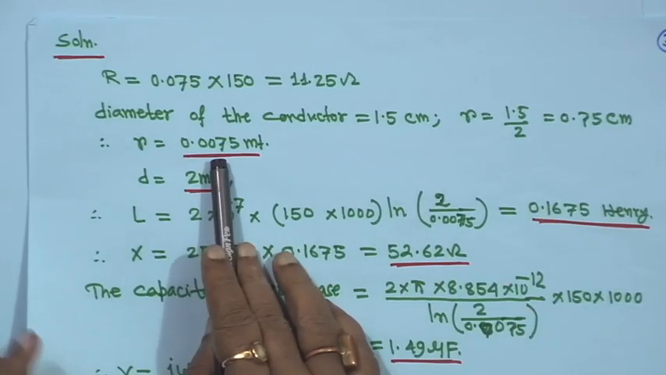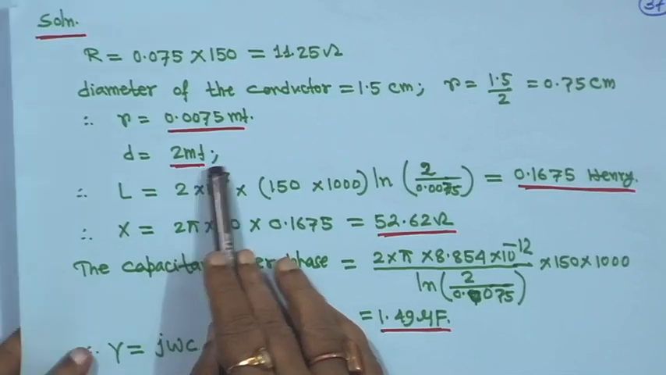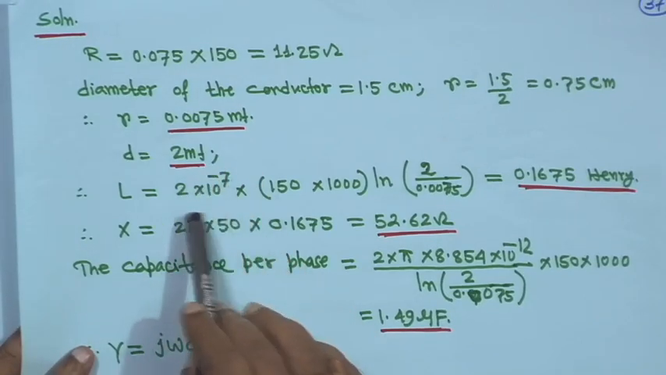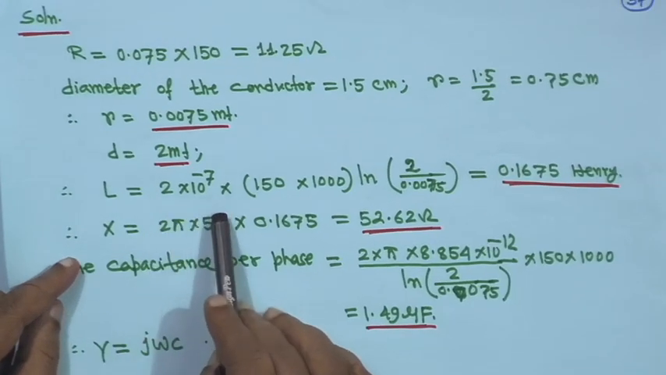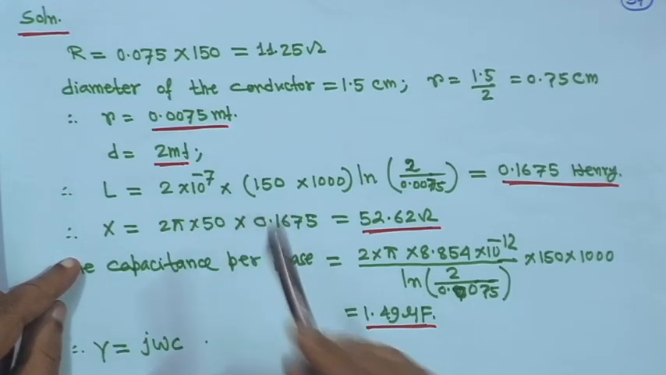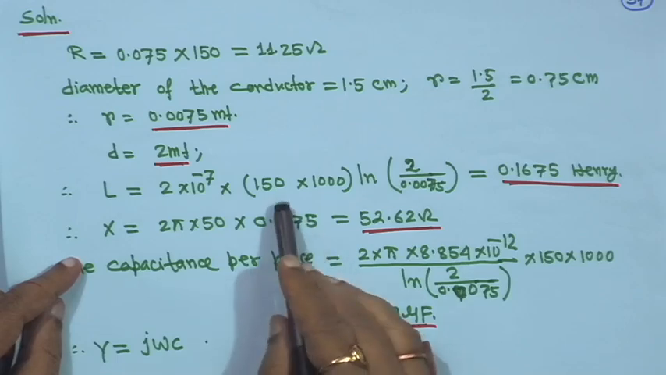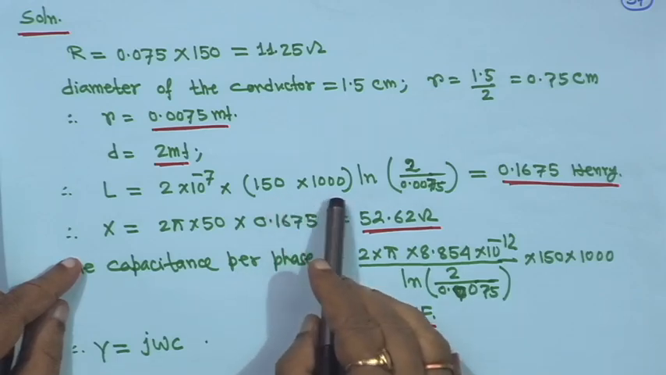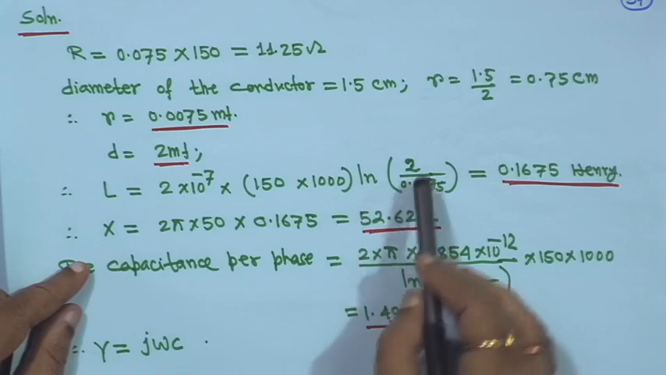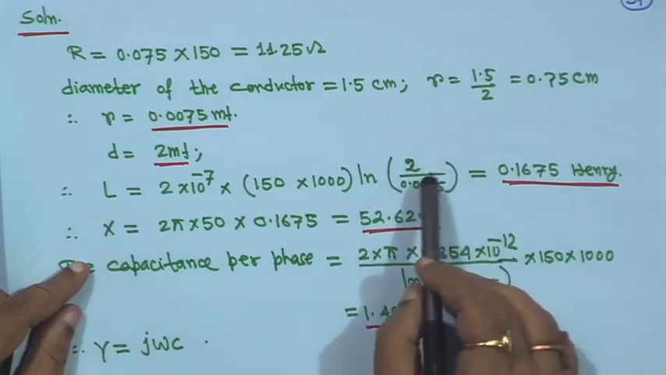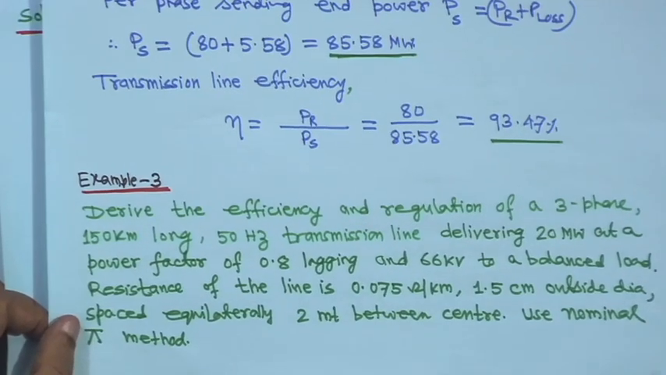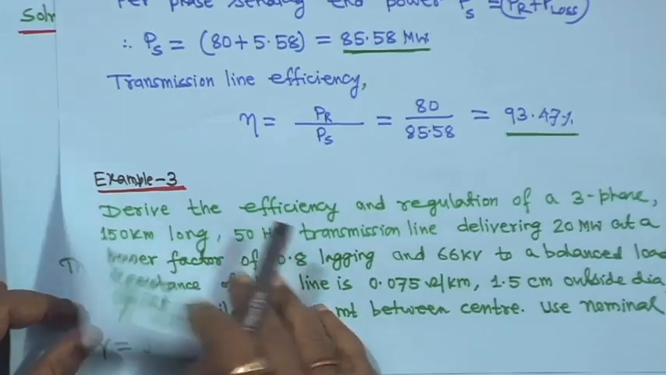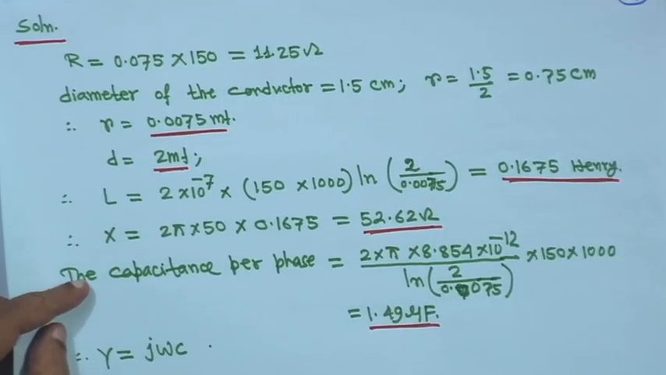So, R is equal to 0.0075 meter, distance 2 meter equally. This formula was already derived in the inductance chapter. So, L is equal to 2 into 10 power -7 into the length, 150 kilometers, so 150 into 1000 meter, natural log ln of d, the equilateral spacing given here, outside the spaced equilaterally 2 meter between centers. So, d is equal to 2 meter.